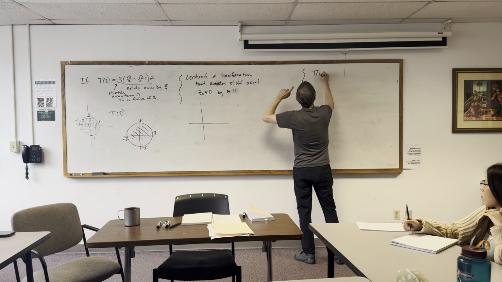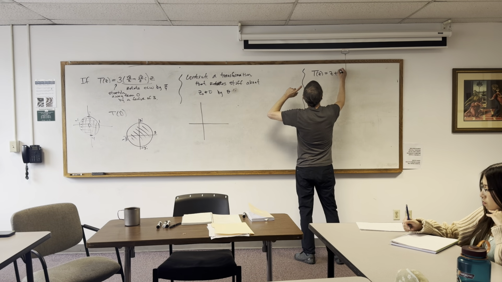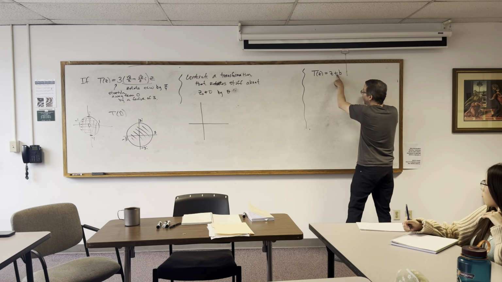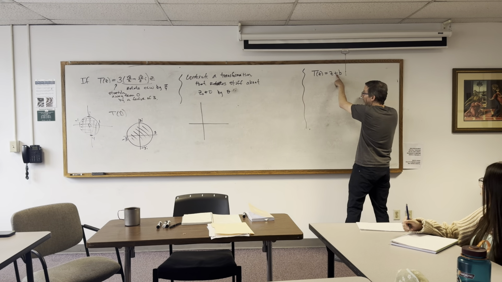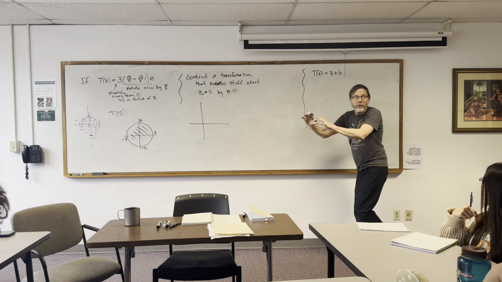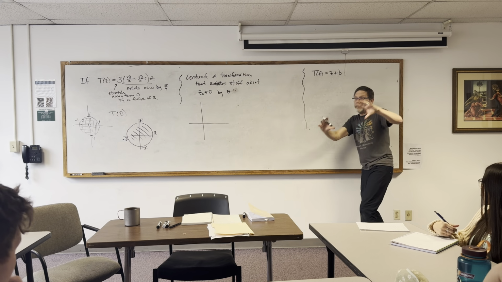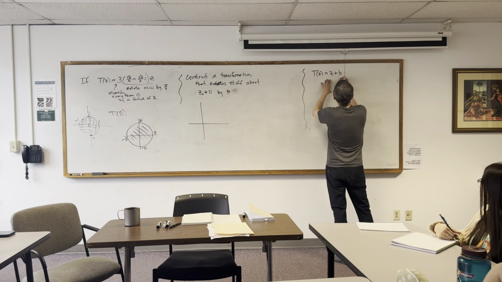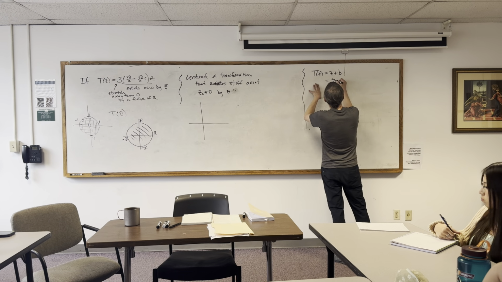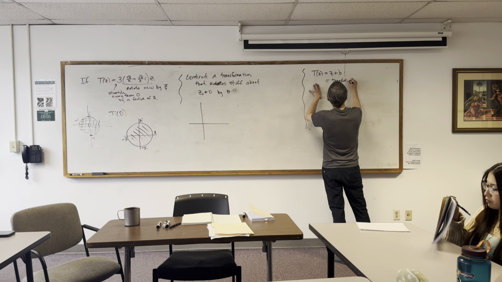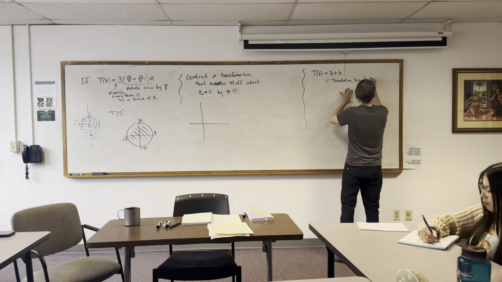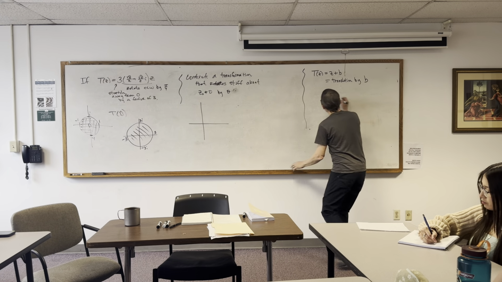If I have T of Z equals Z plus B, so I forgot to actually talk about this part here. And this would have done what Morgan, what you got there. This is just a translation. This literally moves us in the direction of B. So this is translation by B. So let me give you a quick example.